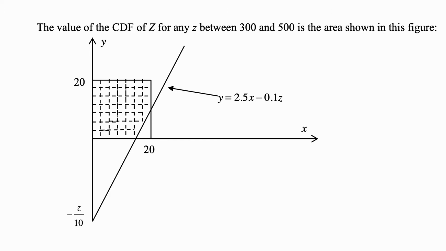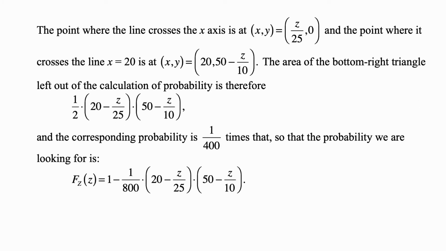So the value of the CDF of z for any z between 300 and 500 is the area shown in this figure, right above the line. That area is indicated with dotted lines. The point where the line crosses the x-axis is at (z over 25, 0), and the point where it crosses the line x equals 20 is at (20, 50 minus z over 10).